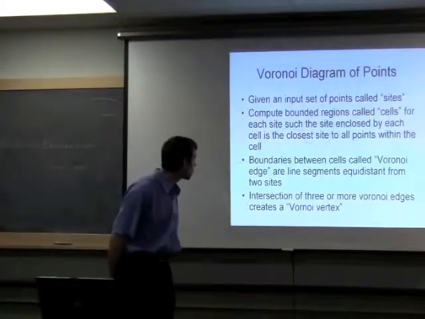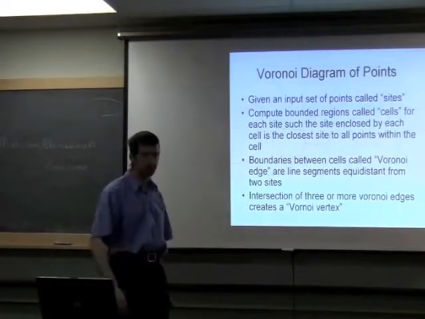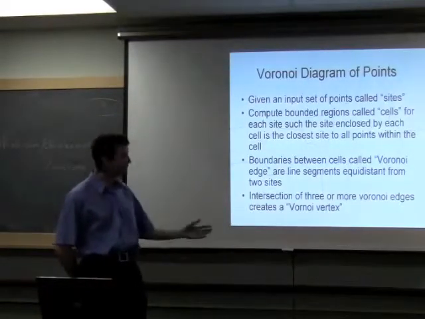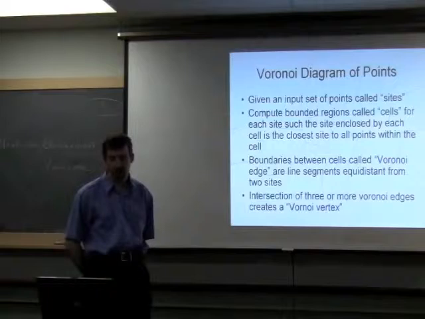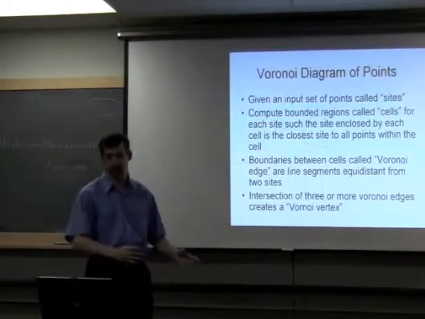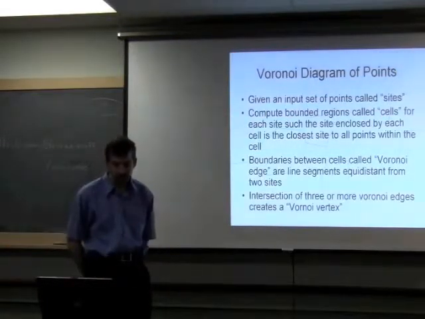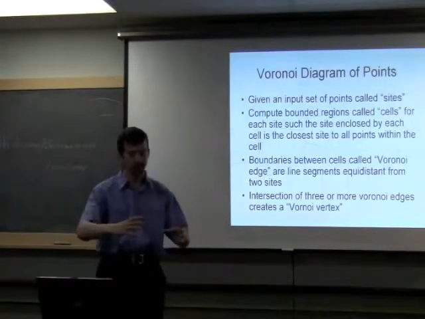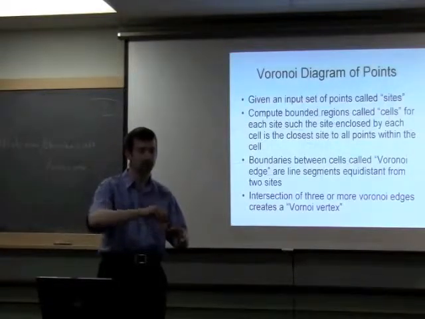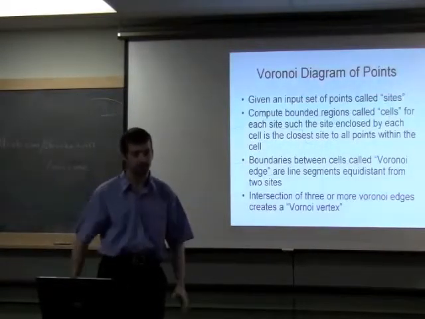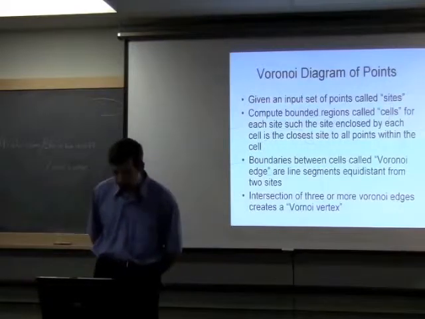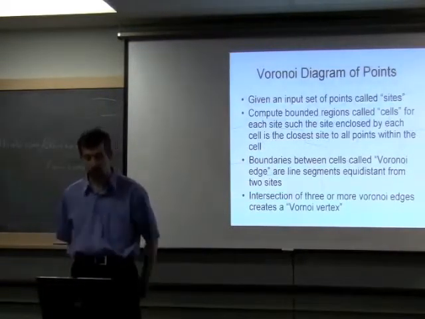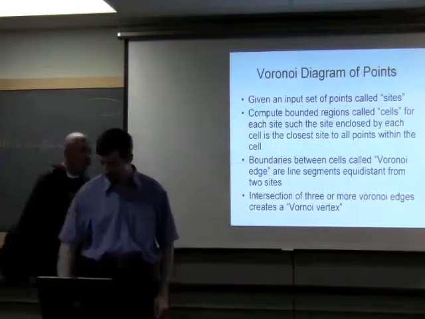So the problem, we'll simplify it to the special case of Voronoi diagram of points, is given an input set of points called sites. We want to compute bounded regions called cells for each site such that the site enclosed by each cell is closest to all points in the cell. So basically everything inside the cell is closest to that site versus any other in the set. The boundaries between cells are Voronoi edges. The intersection between three or more Voronoi edges is a Voronoi vertex.